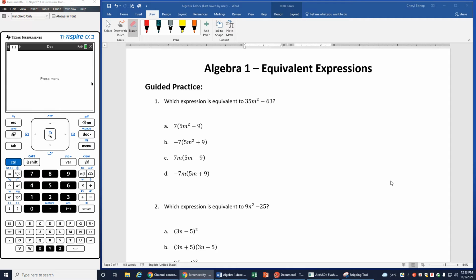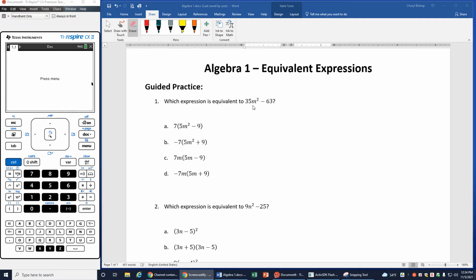When you're answering questions where you're trying to find two expressions that are equivalent, you can use your graphing calculator to help you. Notice these are called expressions, not equations, because generally they're not going to have an equal symbol in there. And so we just want to know which of these four expressions is the exact same as this. So there's a couple different methods.